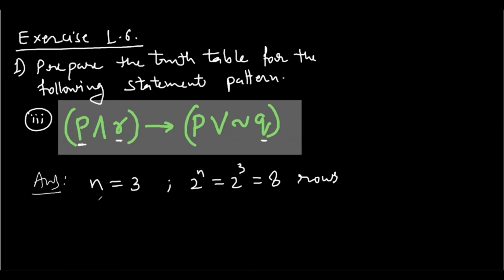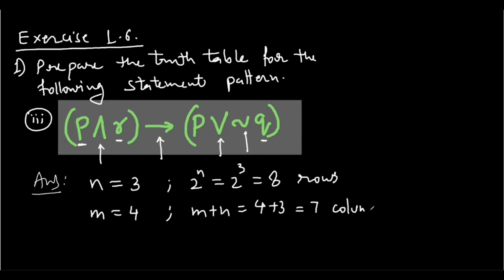Fine. And then how many connectives do I have? See here, 1, 2, 3, and 4. I have 4 connectives, right? So I have m equals 4. So m plus n equals 4 plus 3. That is 7 columns. I will have 7 columns.